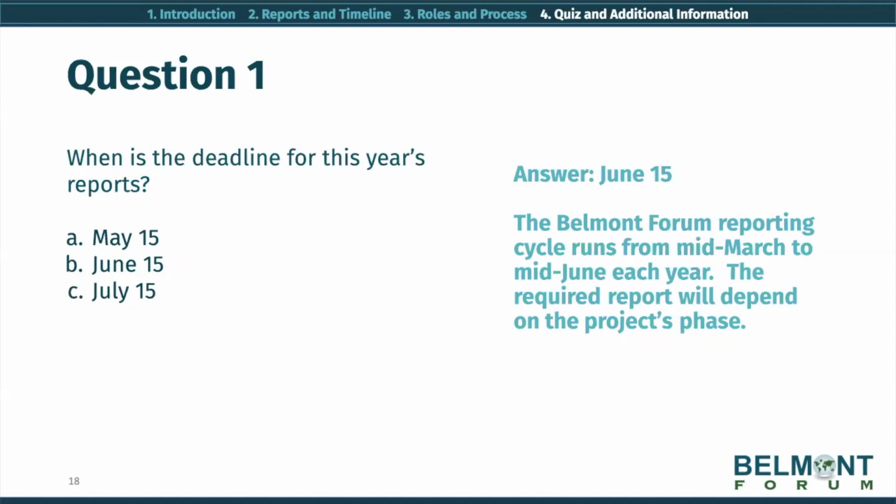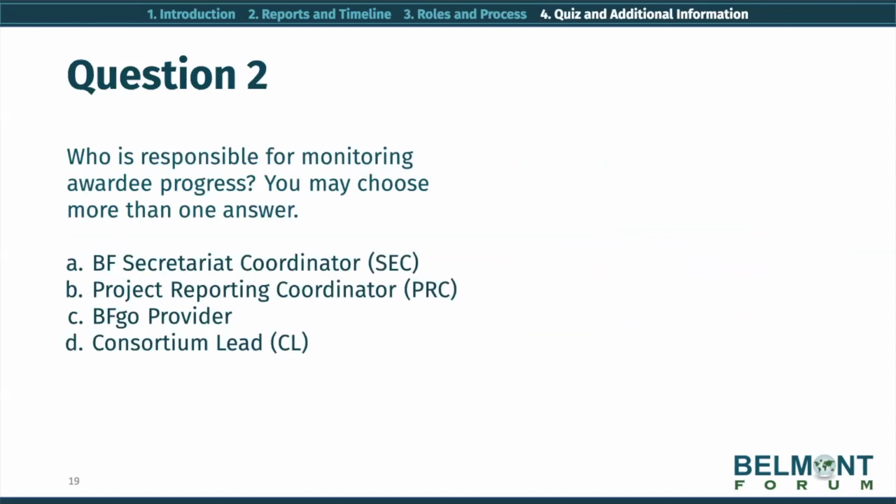Let's see another question. Who is responsible for monitoring awardee progress? You may choose more than one of the answers. A, Belmont Forum Secretariat Coordinator. B, Project Reporting Coordinator. C, BFGO Provider. Or D, the Consortium Lead.